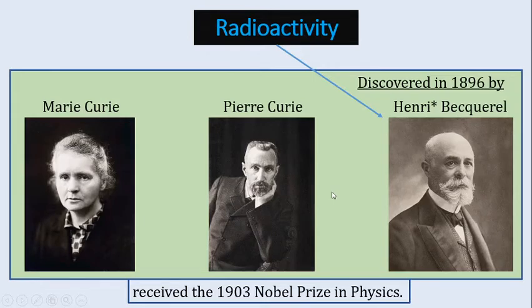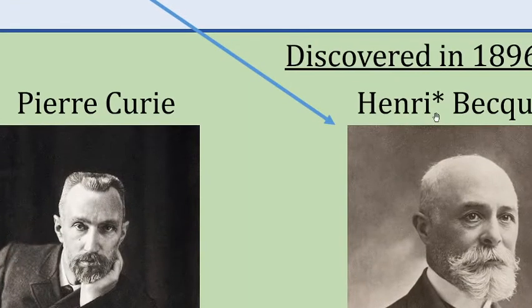Now, the phenomenon of radioactivity was discovered in 1896 by the scientist Henri Becquerel. So in your book there is a small misspelling. The spelling of Henri should be R-I, not R-Y. In your book that is written as R-Y. That should not be. That should be R-I, Henri Becquerel.